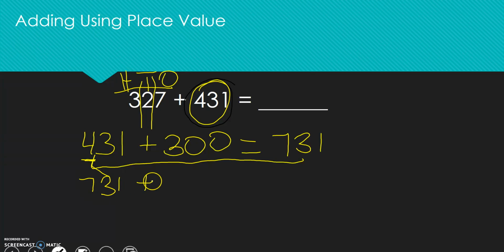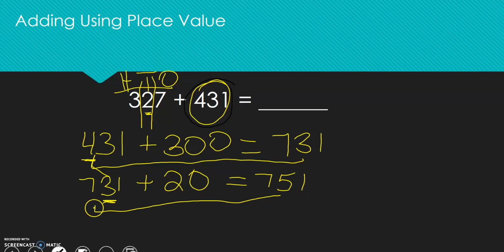And I need to add my tens. Well, up here, 2 tens. So I have 20. So I'm only adding to my tens place. So 731 plus 20, 731, 741, 751. Just counting by tens. And then I'm going to bring that number down. And I've got 751, and now I need to add my ones.